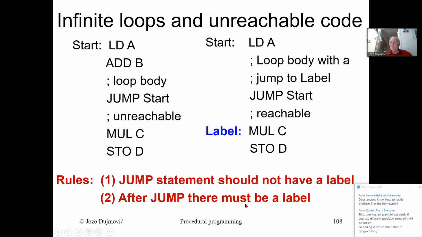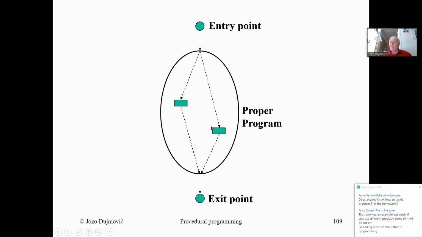So the rule is jump statement should never have a label, and after jump statement, there must always be a label. So like this, you have jump without label, and after that, multiply with label. So this is unreachable code. This here is infinite loop. So if we don't have that, we have proper program.